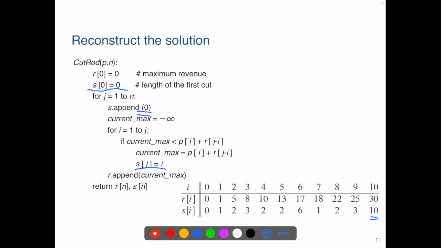Another example, when the rod has a length of 9. We check the table, we see the first cut is at position 3, and then we have 6 left. We check 6, that's at position 6. So it means that we don't cut the rest of the rod at all. So please pause the video and try another example. Let's say n is 7 or n is 5, and see if you can figure out where the cuts should be.